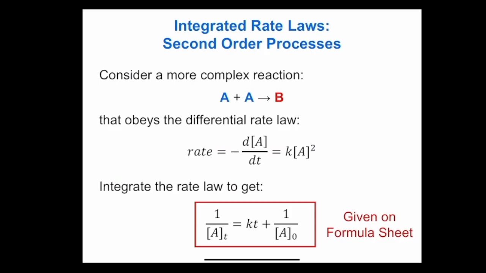And we're going to look at only this special example of a second order process. It's a second order equation, but notice it's A reacting with A. It's a dimerization between two of the same thing. The reason we do that is because the math gets really simple.